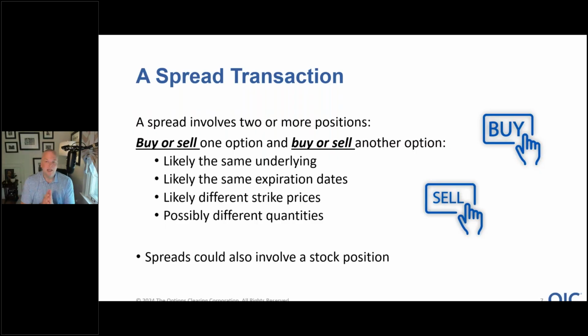Generally speaking, these spreads happen on the same underlying with the same expiration date, but they have different strike prices and maybe different quantities. It's not always the same quantity. Sometimes they're different quantities. Sometimes they're the same quantities. But it's important that you understand, especially when people start out trading spreads, generally speaking, they stick to the same underlying, the same expiration date, but different strikes.